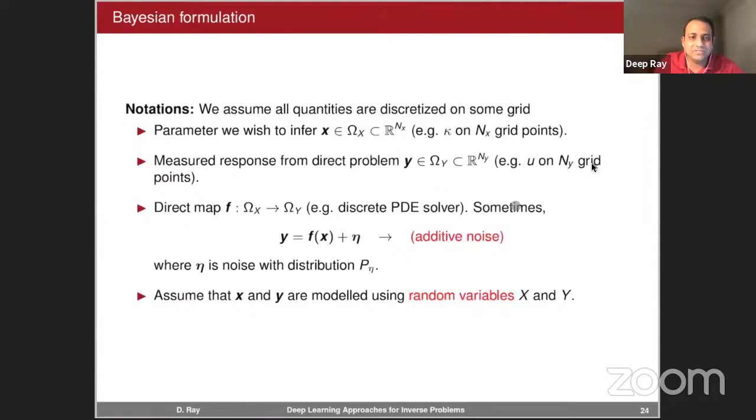And of course, sometimes you will have the output from the forward map plus some additive noise. That's actually what you're measuring, where this noise eta is given by some distribution p eta. And of course, we're working in a probabilistic setup. So the x and y will be modeled by random variables, x and y.